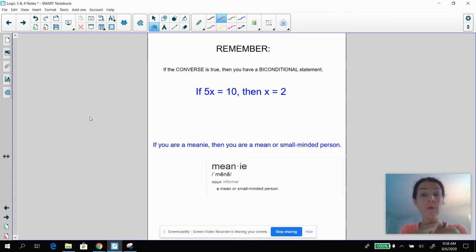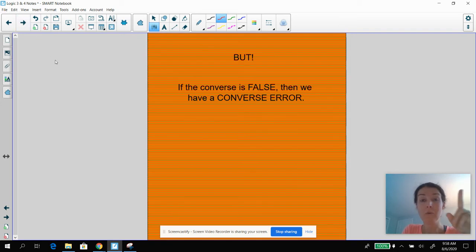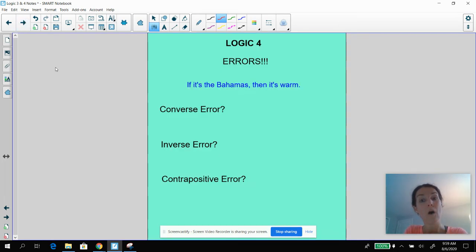So if you are a mean or a small-minded person, then you are a meanie. That's true. That's a definition. So the converse could be true, but the converse could also be false. And if that is the situation that we're dealing with, then we have what's called a converse error. So logic 4 is all about errors. So let's look at this one.